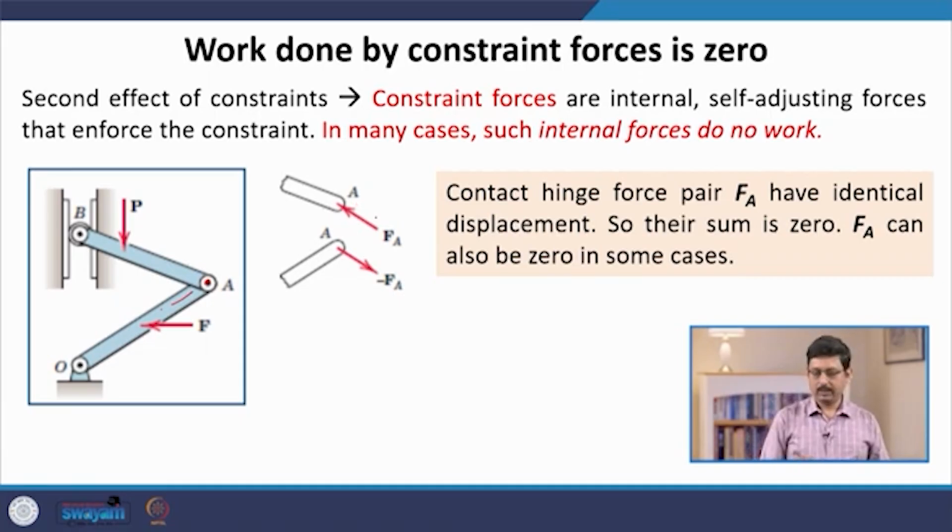If the point A moves, it is the same displacement for both cases, and by Newton's third law these are an action reaction pair. So, they are equal and opposite. That means the work done by one force must be equal and opposite to the other, because the displacements are the same. So, their total sum is again 0. In fact, this force Fa itself can be 0 in some situations.